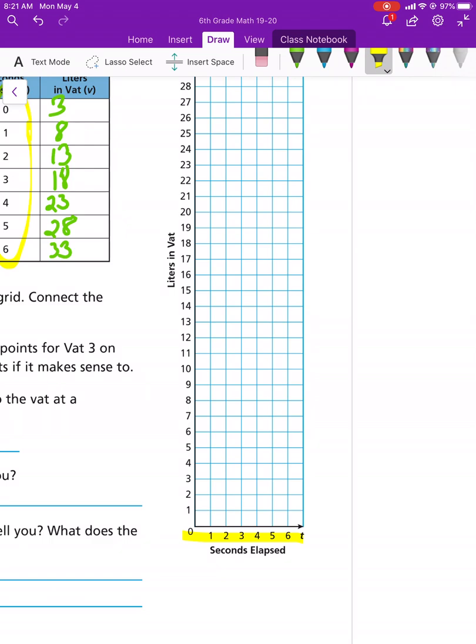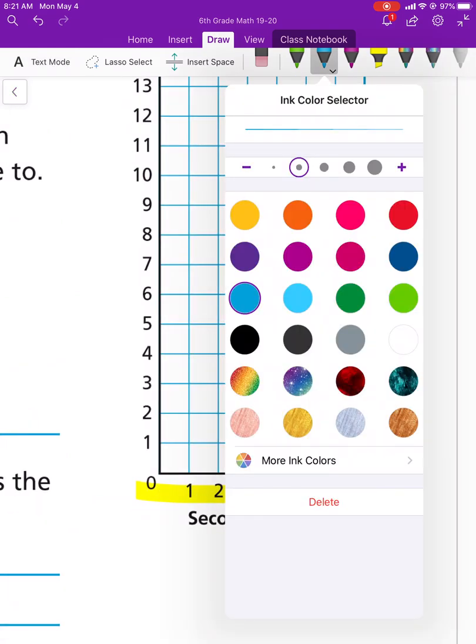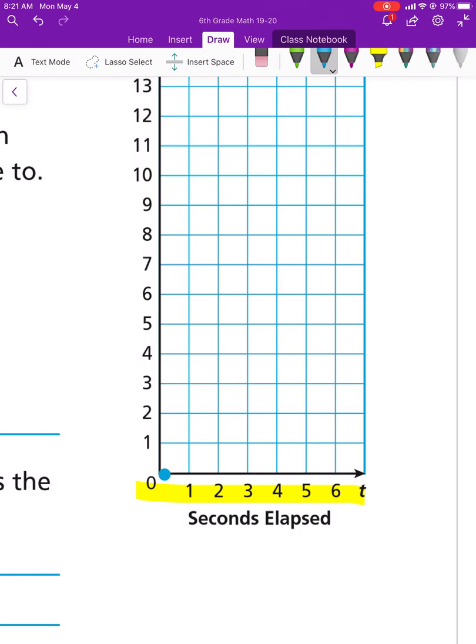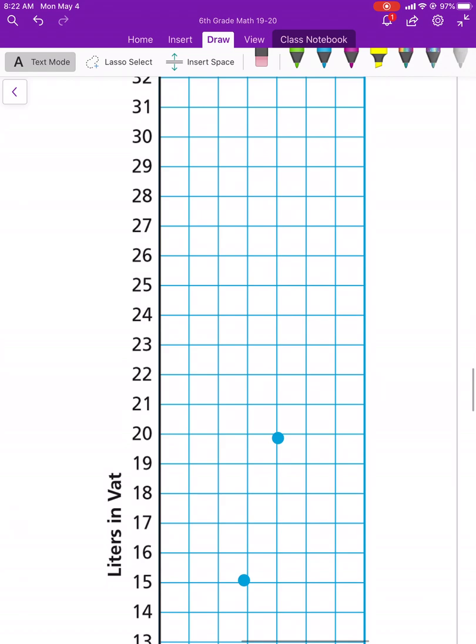Okay, so let's go ahead and graph these. The first one is blue, and it is 0, 0. Let's make this bigger. And then 1, 5, 2, 10, 3, 15. And then 20, and then 25, and then 30, right?